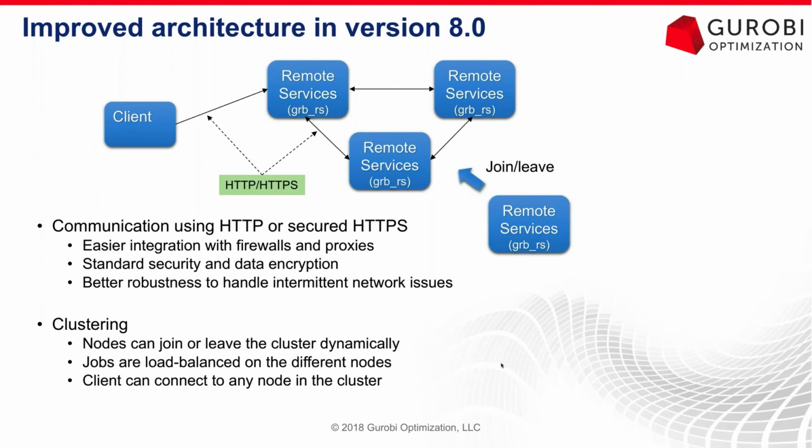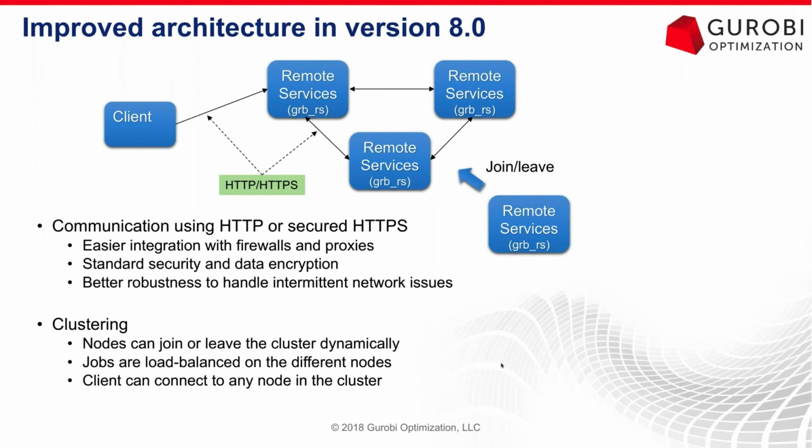It also has much better robustness to handle intermittent network issues. Since I'm working from my home office, if there was some problem with my internet connection that caused a short glitch, it would still work. The older version, if there was any kind of short glitch in my network connection, like with a wireless Wi-Fi connection or with a home internet connection, would have stopped the whole solve. And so now it's much more robust.